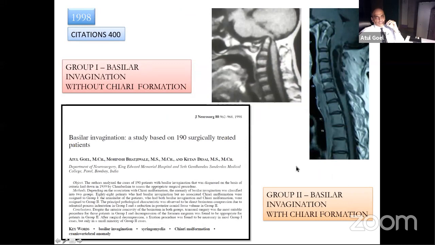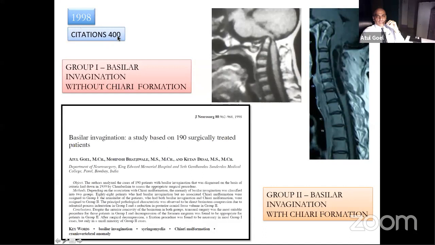Basilar invagination is a complex subject. In the year 1998, we wrote this article that basilar invagination is of two types. Group 1, when the odontoid process goes up, and Group 2, when the tonsil comes down. This goes up, this comes down. So these are two entities we described in 1998. We said transoral decompression for this and foramen magnum decompression for this.